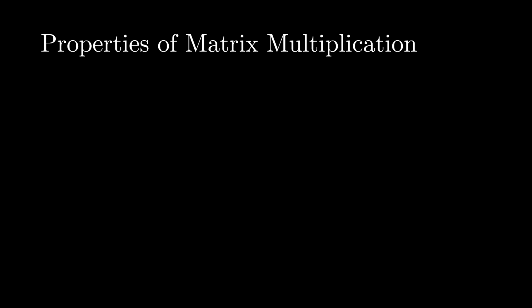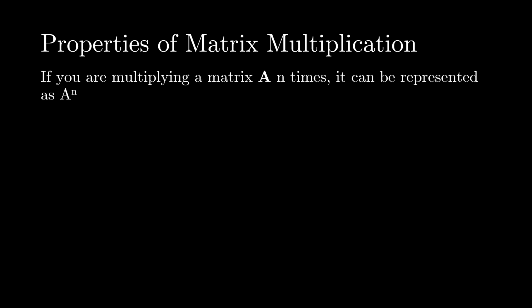Final property of matrix multiplication: if we multiply a matrix A n times, it can be represented as A to the power n, which should seem relatively intuitive.